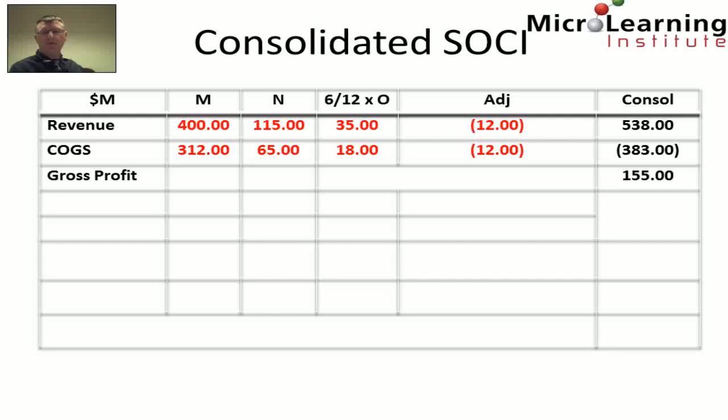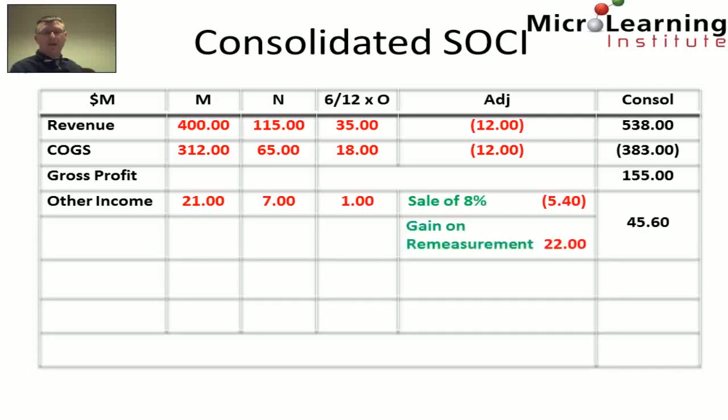Next, we look at other income, and again we take Marchant, Nathan, and 6/12 of Option, but we also recognize the loss to equity here of the sale of the 8%. And additionally, we recognize the gain on remeasurement when we remeasured to fair value when we disposed of the 40% share in Option. We remeasured to fair value and we recognized a gain on remeasurement, giving us a total other income of $45.6 million.